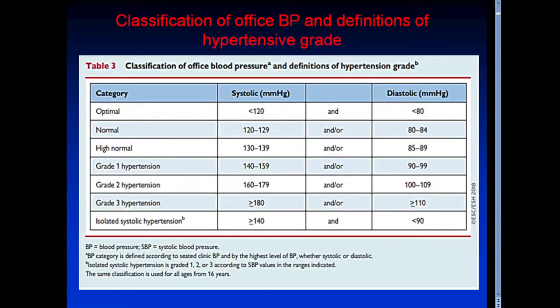This is the classification of office blood pressure and definitions of hypertension grade. We can see the categories: optimal, normal, high normal, grade 1 hypertension, grade 2, grade 3, and isolated systolic hypertension. And we can see the levels of blood pressure in each category. Isolated systolic hypertension is graded 1, 2, or 3 according to systolic blood pressure values in the ranges indicated. The same classification is used for all ages from 16 years.